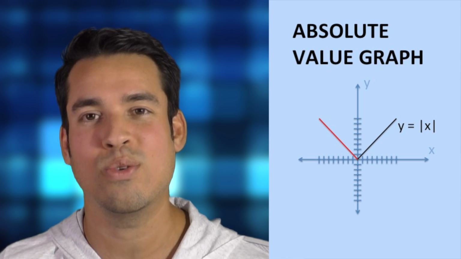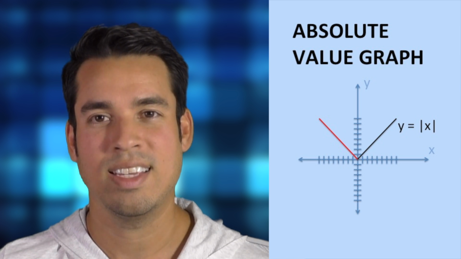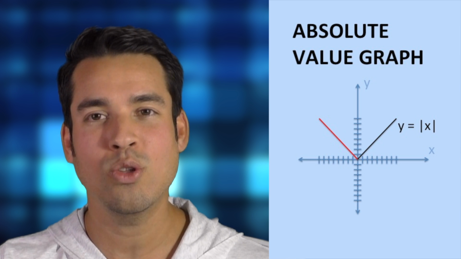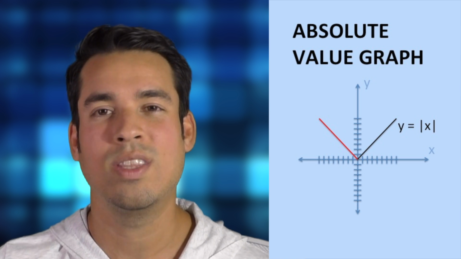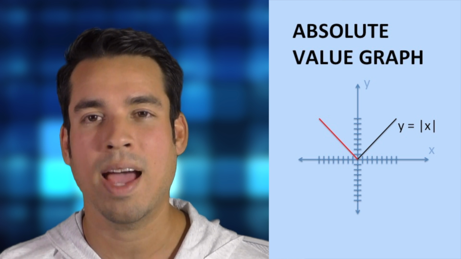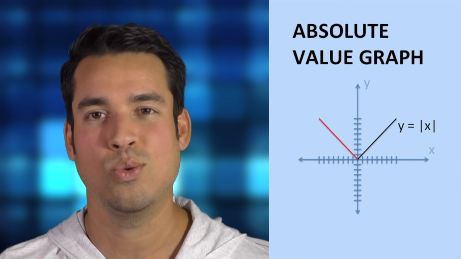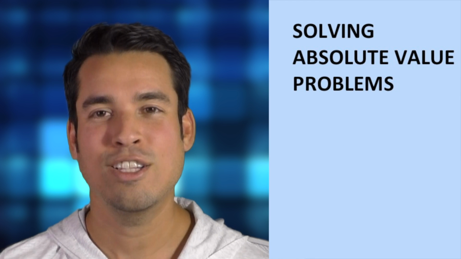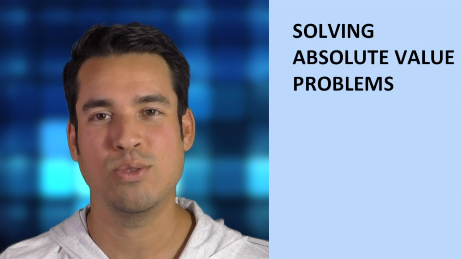Even when the x values go negative, we're putting it through the absolute value purifier, so all those values are going to come out positive. So this function never dips into the negative zone. That's why it shoots back up again to the left. Now let's talk about how to solve an absolute value problem.